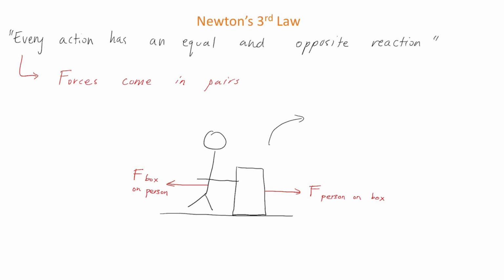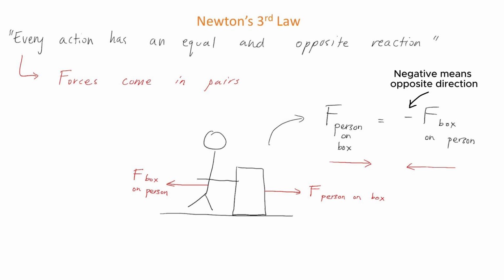And if we wanted to describe the relationship between these two forces, we could use this equation, which says that the force of the person pushing on the box is equal to the negative of the force of the box pushing on the person. And so all this is saying is the force of the person pushing on the box has the same magnitude as the force of the box pushing on the person, but they are in opposite directions. And so that's what Newton's third law means. If there is a force acting on an object, the object will apply a force right back at it that has an equal magnitude but is in the opposite direction.